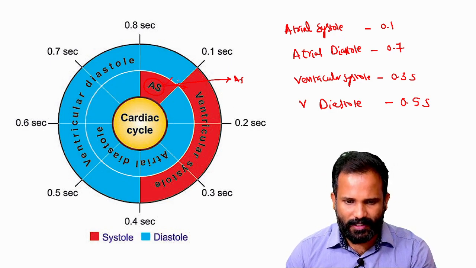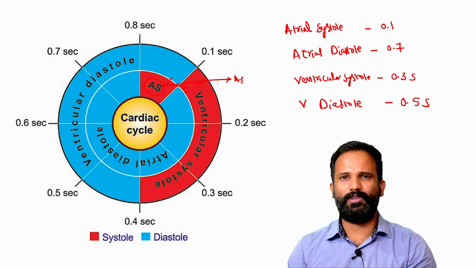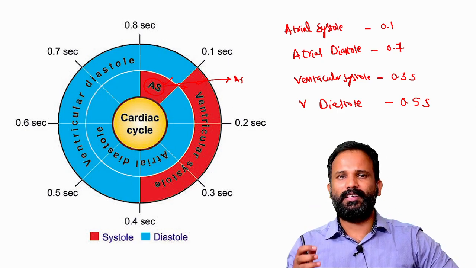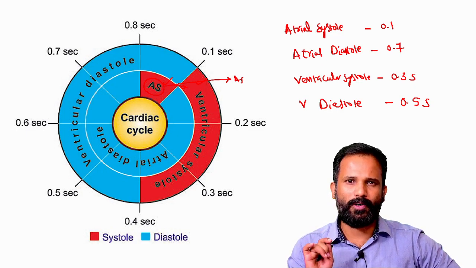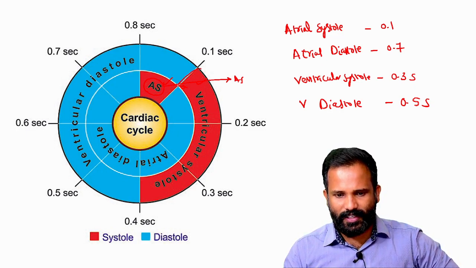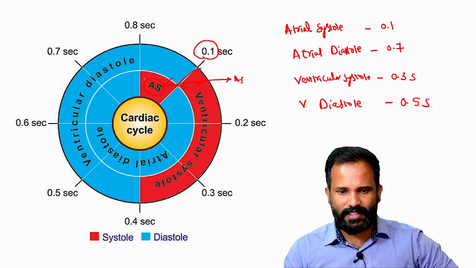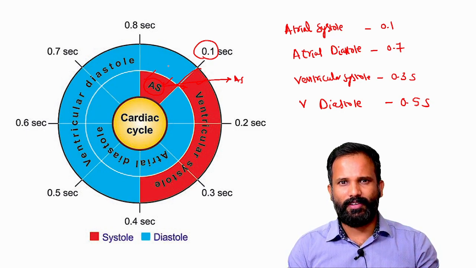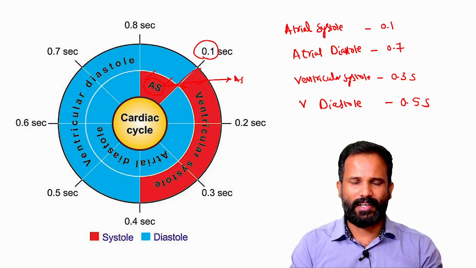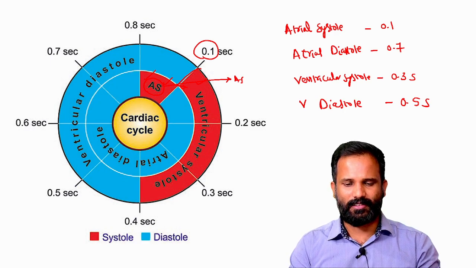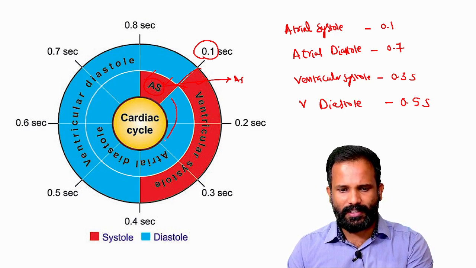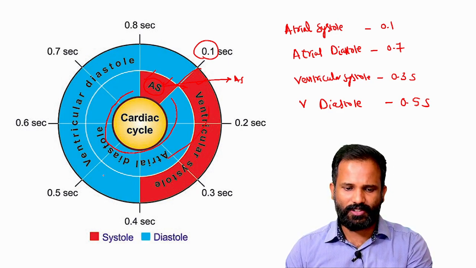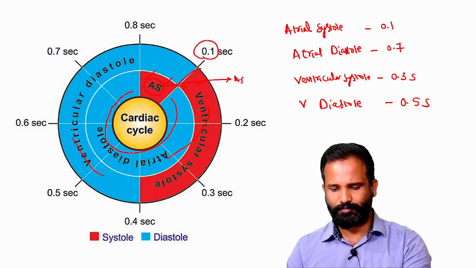If you see here, atrial systole and ventricular systole are not occurring simultaneously. The reason for that is the AV nodal delay, which is around 0.1 seconds. That is why ventricular systole follows 0.1 seconds after the atrial systole. These are the primary events of the cardiac cycle: atrial systole, atrial diastole, ventricular systole, ventricular diastole. But we don't talk about atrial diastole separately because it overlaps with the ventricular systole and ventricular diastole events.